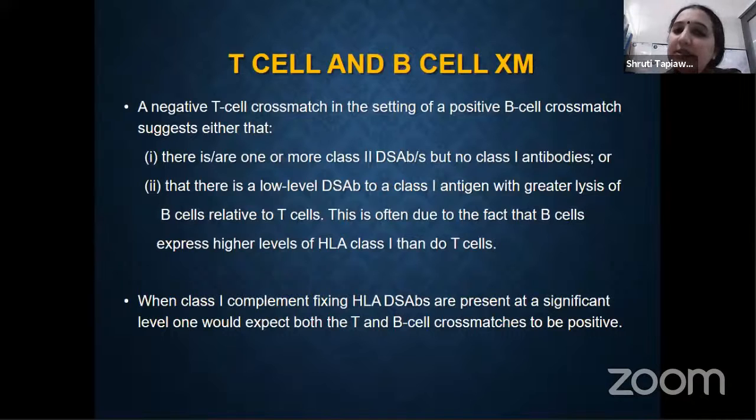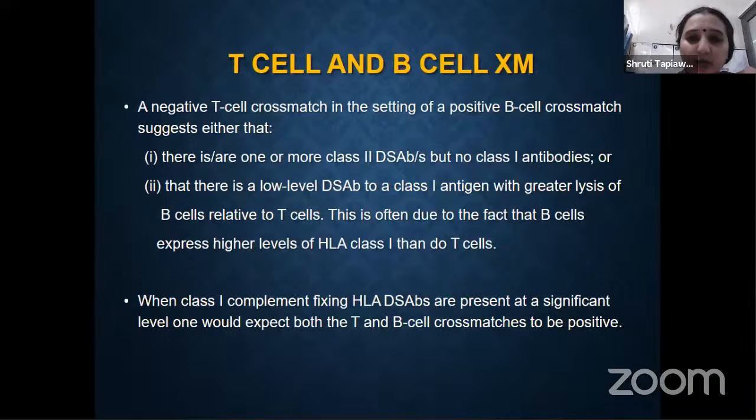If there is a negative T-cell cross-match in the setting of a positive B-cell cross-match, then what are the reasons? What can be the reasons which have happened? So there are one or more class 2 DSAs, but no class 1 antibodies. There is a low level of DSA to class 1 or a greater lysis, and this often will be a fact because B cells express more class 1 than do T cells.